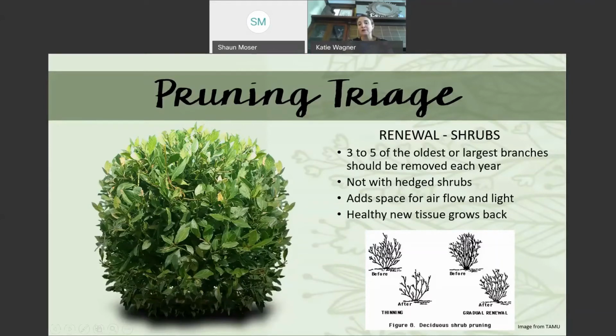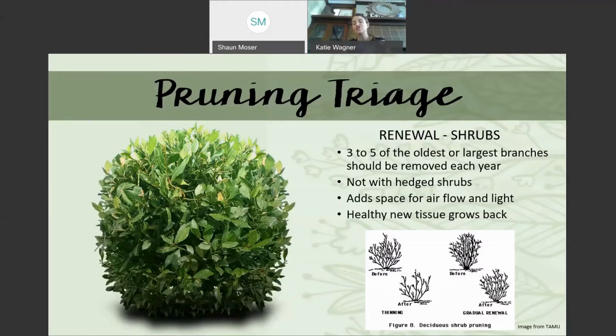You're getting a lot better airflow. You are removing a lot of that density throughout that shrub. Okay, so here's another before and after. You're really opening it up. It gives a very natural look to that shrub. Oftentimes those oldest and those largest branches are the tallest branches as well.